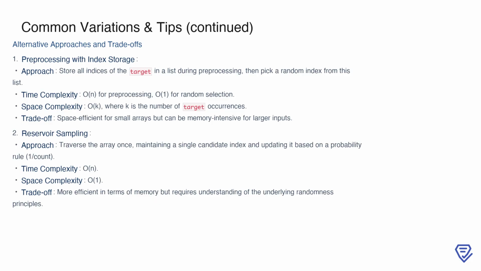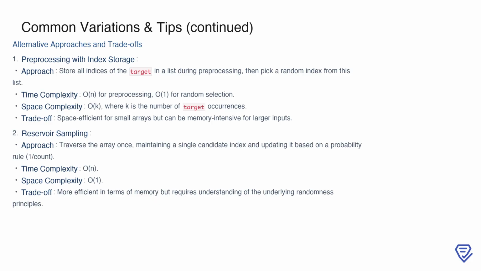efficiency. One common method is preprocessing with index storage. Here, you store all indices of the target value in a list during a pre-processing step. Once this is done, selecting a random index becomes a simple O(1) operation. However, the trade-off lies in the space complexity, which is O(k), where k is the number of target occurrences. While this can be space efficient for small arrays, it may become memory intensive for larger inputs.